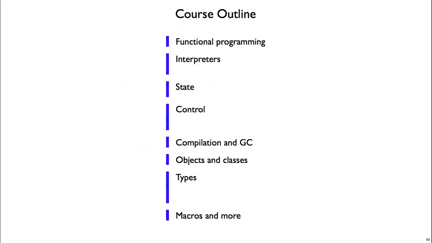Here's a rough outline for the course. We'll start off with a warm-up to functional programming. Then we'll get familiar with interpreters, which we'll be using for the rest of the semester to implement concepts. Our first batch of concepts will come from state, and then we'll see different kinds of control. We'll spend a little time looking at compilation and garbage collection. Then we'll move to objects and classes.